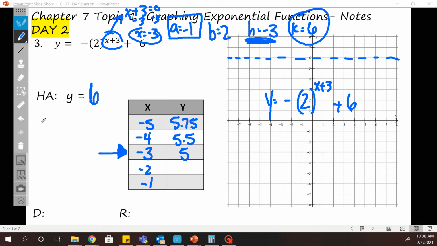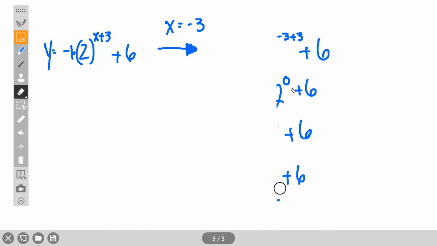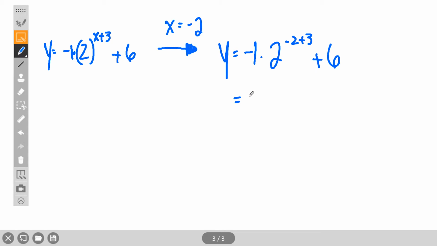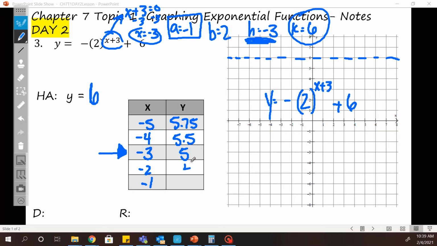All right, let's plug in negative 2. Y equals negative 1 times 2 to the negative 2 plus 3 plus 6. Negative 1 times 2 to the 1 plus 6. That's just negative 1 times 2 plus 6. This is negative 2 plus 6, which is 4. So our next one, 4.